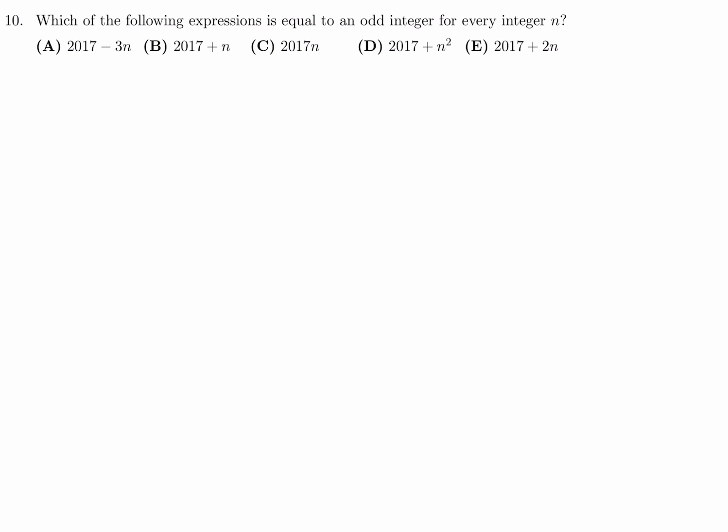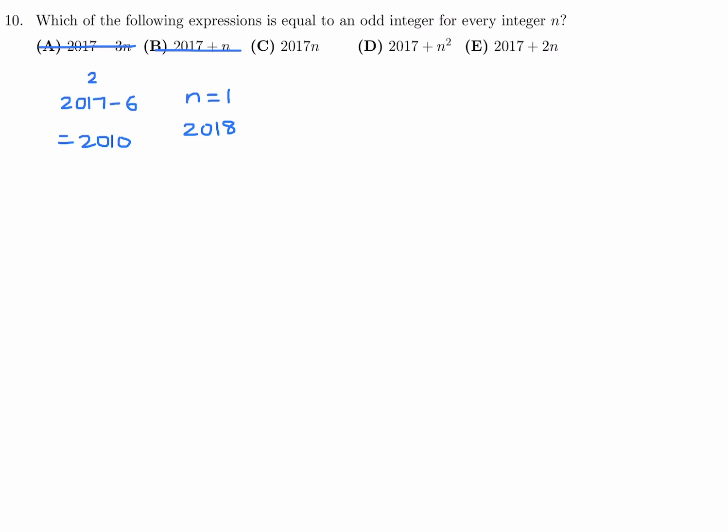Which of the following expressions is equal to an odd integer for every integer n? Okay, well, if we can find even one exception, it's not true. So, for example, in this one, when n is 2, it would be 2017 minus 3 times 2, which is 6, which is 2010. 2010 is even. So that's certainly not odd, so that's gone. 2017 plus n, well, that's easy. When n is 1, it becomes 2018, and that's obviously even, so that's gone.